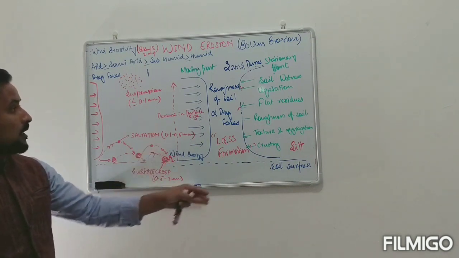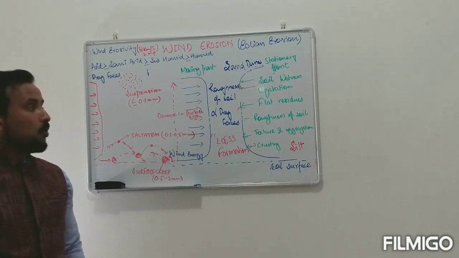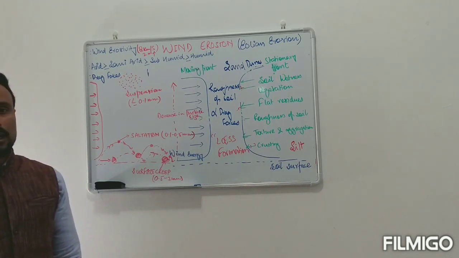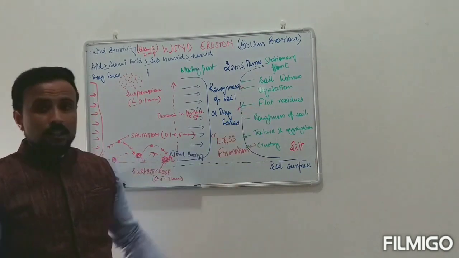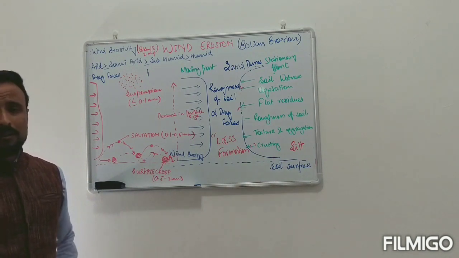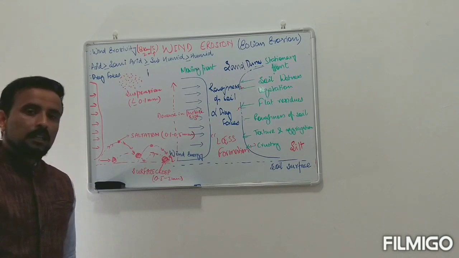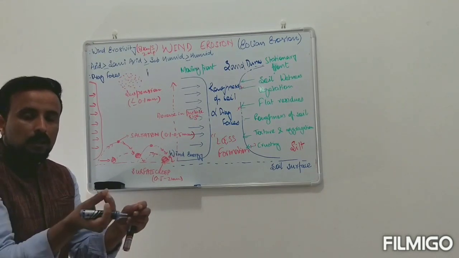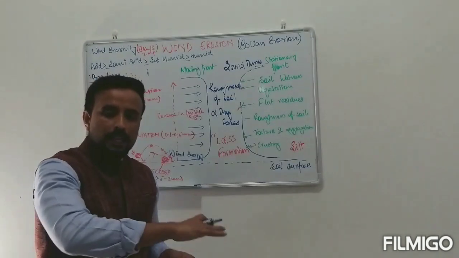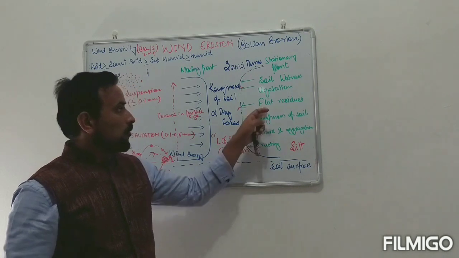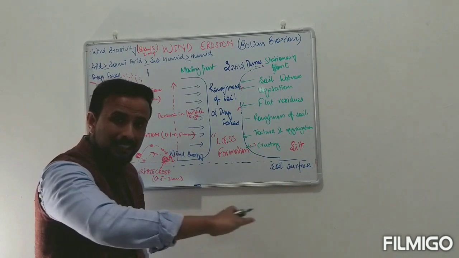So roughness of soil is created by these properties: soil wetness, vegetation on the soil. The more plants there are on the soil, the more it will resist the wind and divert the wind. Then flat residues: after harvesting, some part of the plant or waste plant material which is not utilized by us, when kept there on the soil, is called flat residues. Then roughness of soil, texture and aggregation, and crust layer on soil.